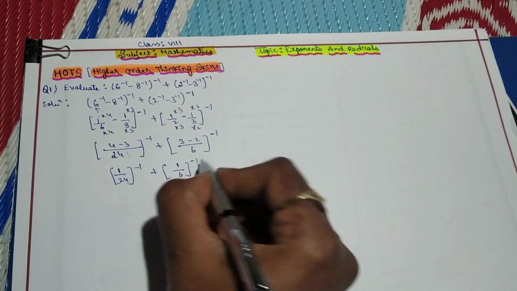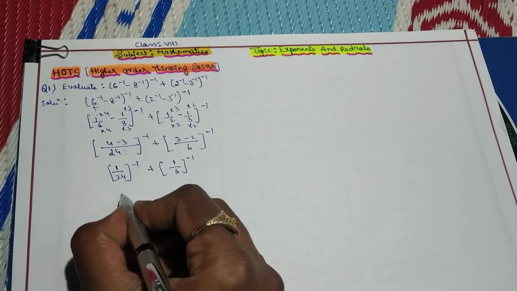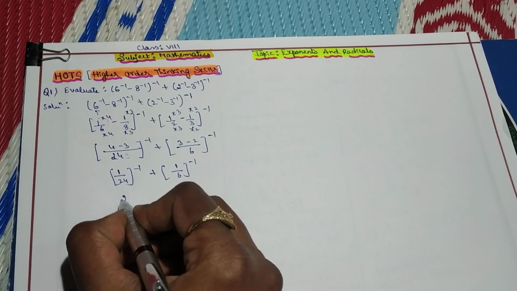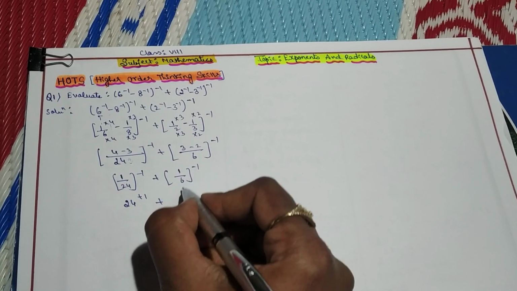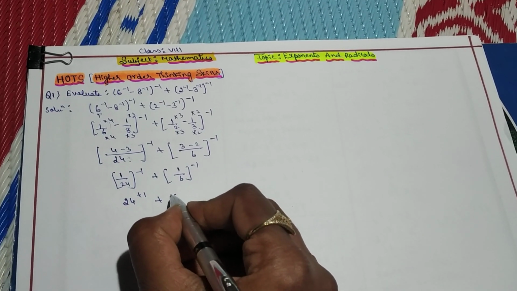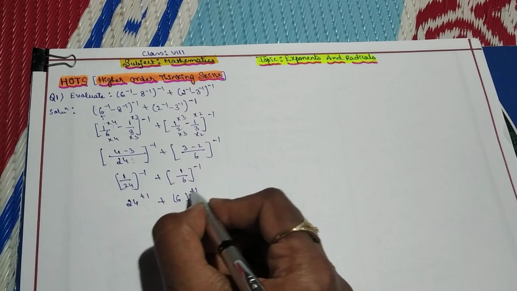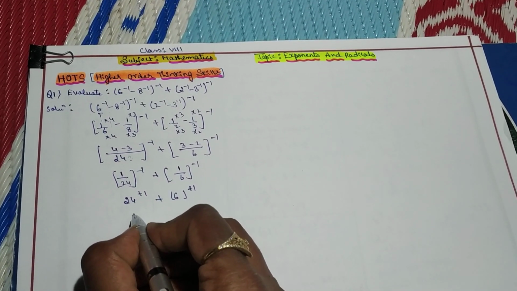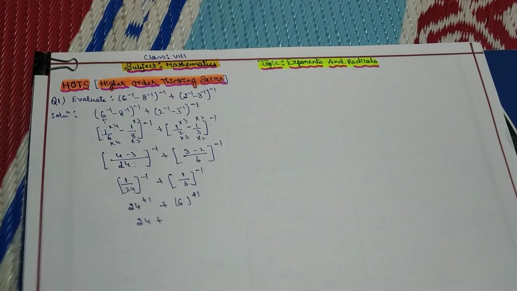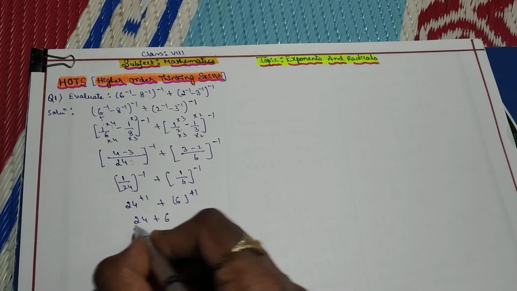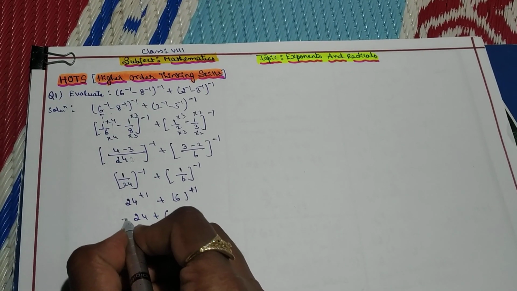Again I want the exponent to be positive, which means I need to take the reciprocal of the base. So 1 by 24 becomes 24 by 1, which is nothing but 24, and 1 by 6 reciprocal becomes 6 by 1, whose reciprocal and power plus 1. Clear? And then 24 power plus 1 is nothing but 24, and 6 power plus 1 is nothing but 6. Then 24 plus 6 equals 30, children. This is how we need to solve the question.